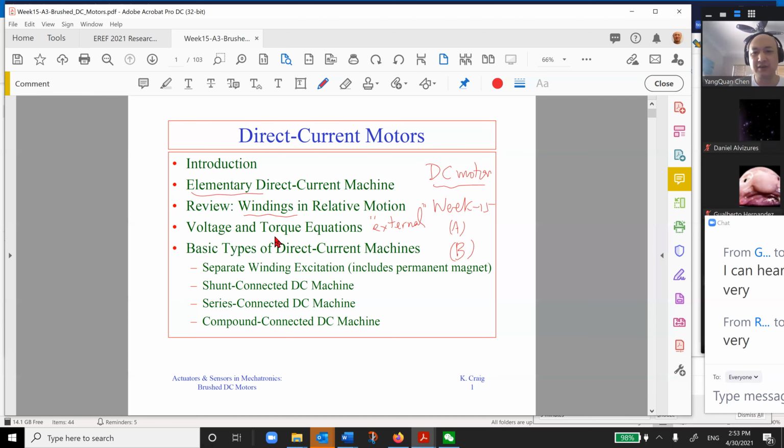equivalent circuit. For excitation, you have 4 different ways to connect: separate winding excitation, shunt connection, series connection, and compound, okay? But to be honest, I never really used a compound DC machine so far. I heard about it. So the most commonly used is separate winding excitation, okay?